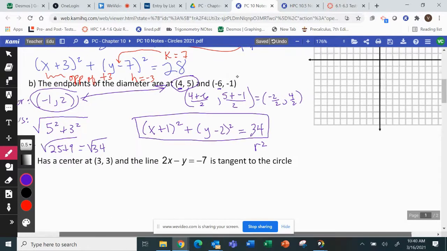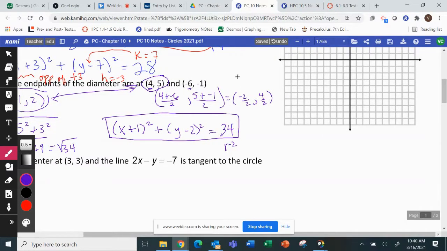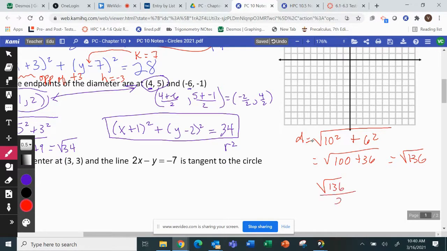Just for fun, I'm gonna do it the other way. I'm gonna use the endpoints and show you what the distance formula looks like then. You can see why it gets complicated. So that would be 10 squared, 6 squared. So square root of 136, I have to divide that by 2.